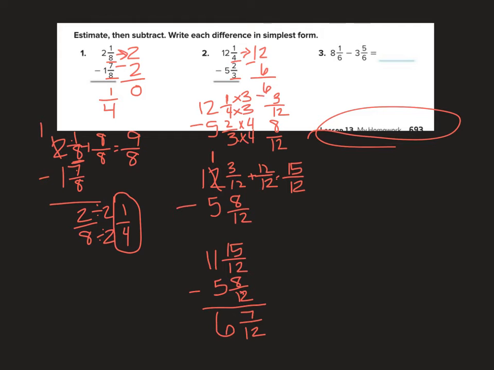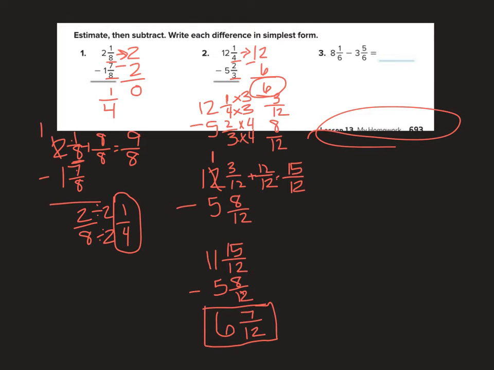Is that close to 6? Why, yes. Yes, it is. It's about 6.5 because 6/12 would be half, so it's a little more than 6.5. And so that gets us close to 6. So here's our answer, 6 and 7/12.